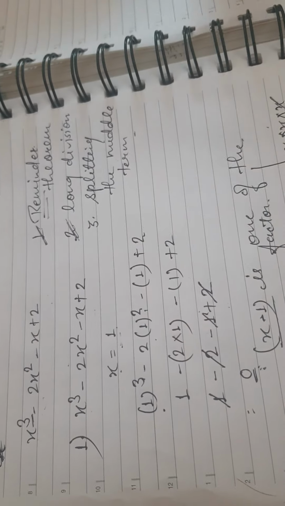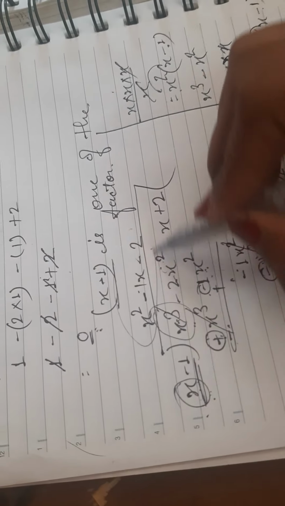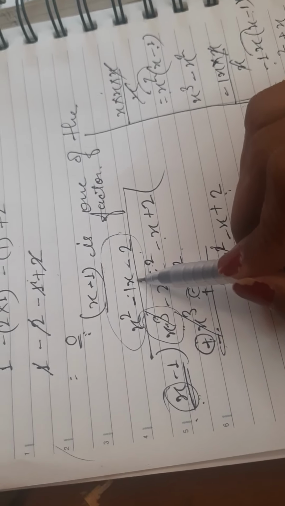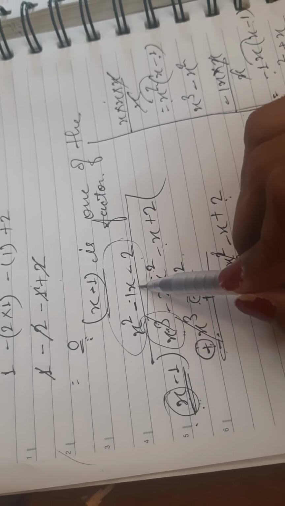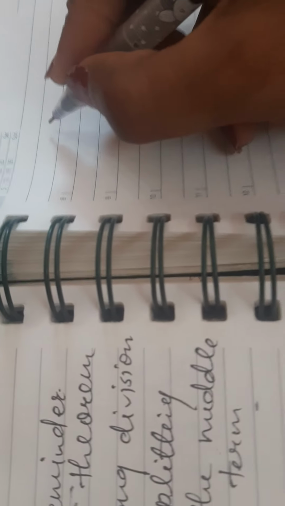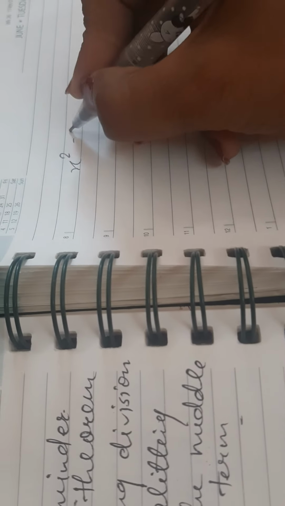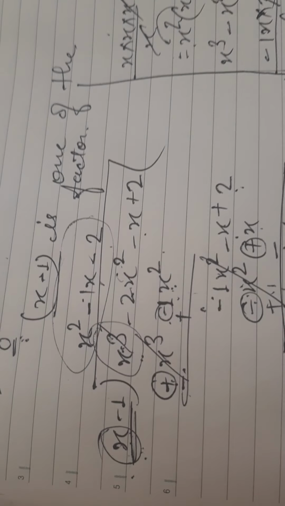Now we need to go for splitting the middle term. This quotient, the answer which we got from division, this polynomial will be split into middle terms. So I got the answer x square minus 1x minus 2. That was our answer. Correct? So splitting the middle term.